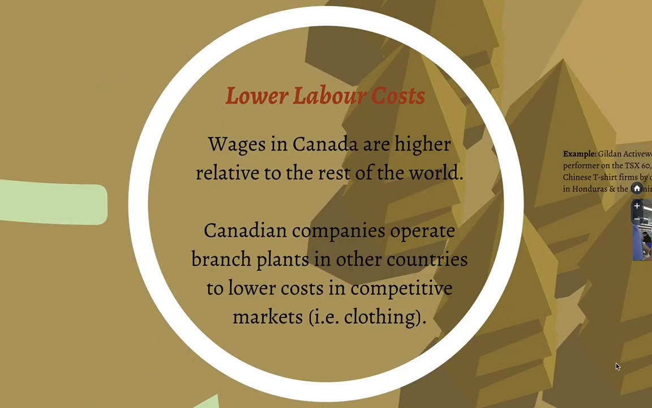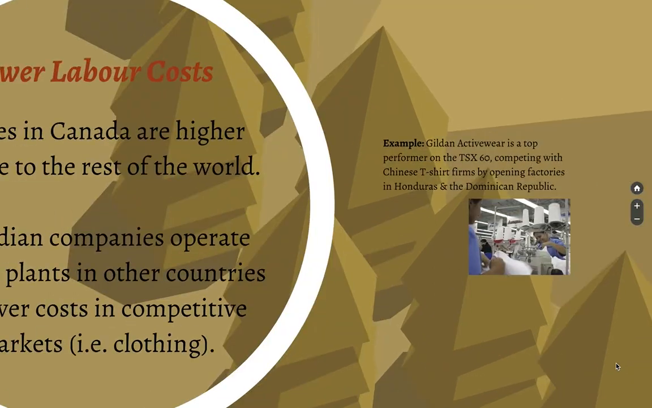Well, a big reason is lowering labor costs. Wages in Canada are higher than the rest of the world. Manufacturing wages can be $20, $25 an hour, and they might seek to find a lower wage. A Canadian company might choose to open a branch plant in another country where they open up the factory and they own it in another country for the purpose of finding lower wages.